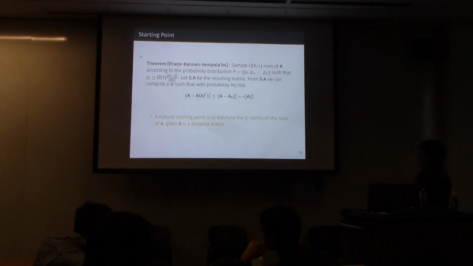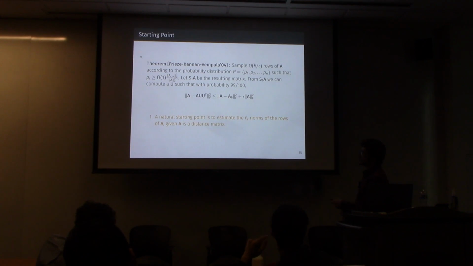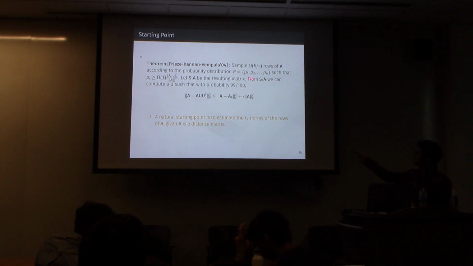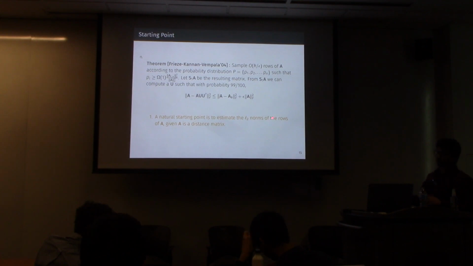Let's go over this again. What this says is that you look at the ith row of A, and you sample it with probability proportional to its L2 mass compared to the rest of the rows. You do this k over epsilon times, and you end up with a matrix S1. From S1, you can somehow compute a good low-rank approximation. All that's important here is that estimating the L2 norm of the row seems like a good place to start. That's the takeaway from this slide.